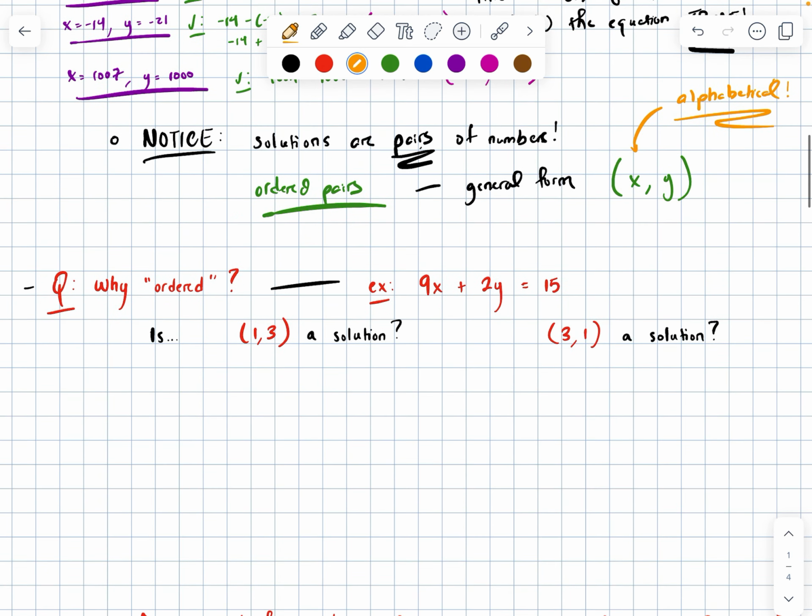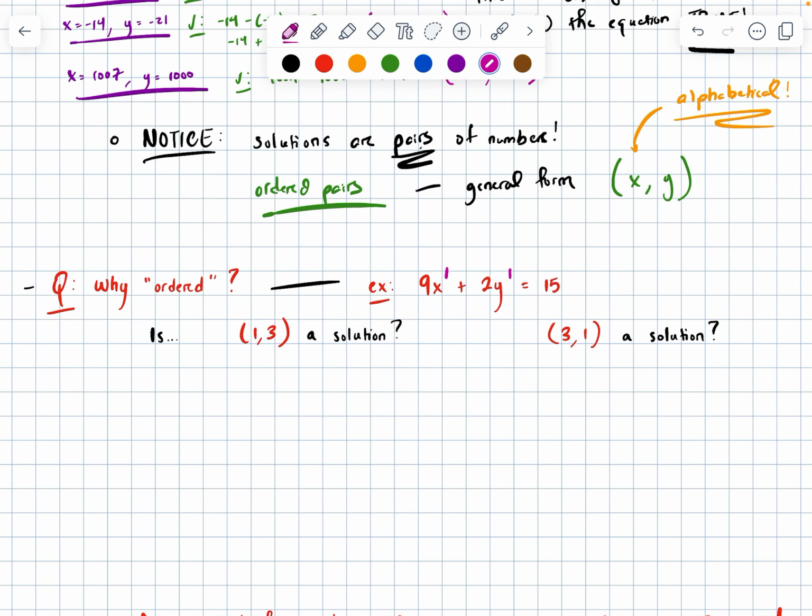What other reasons do you think I might have for calling them ordered? Well, let's take something like this: 9x plus 2y equals 15. By the way, notice, what kind of equation is 9x plus 2y minus 15? Well, this guy is linear. How do you know? Well, it's x to the invisible power of 1, y to the invisible power of 1. This has all exponents of 1 on our variables.